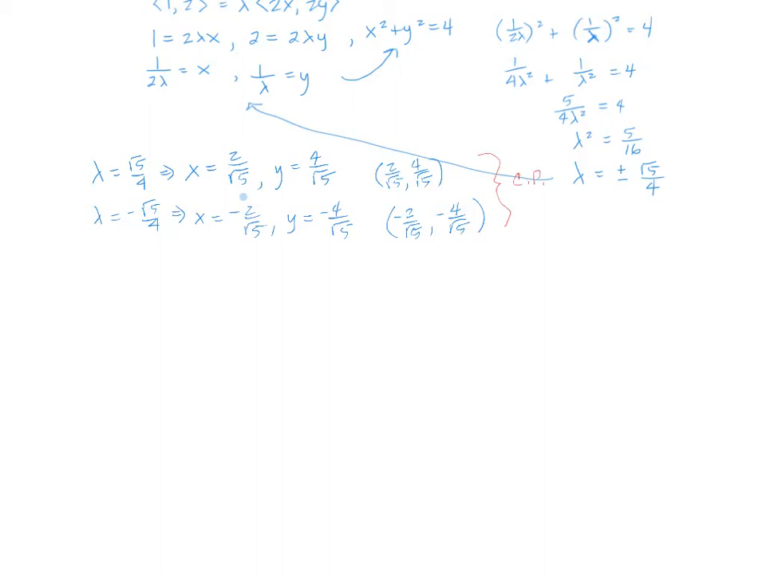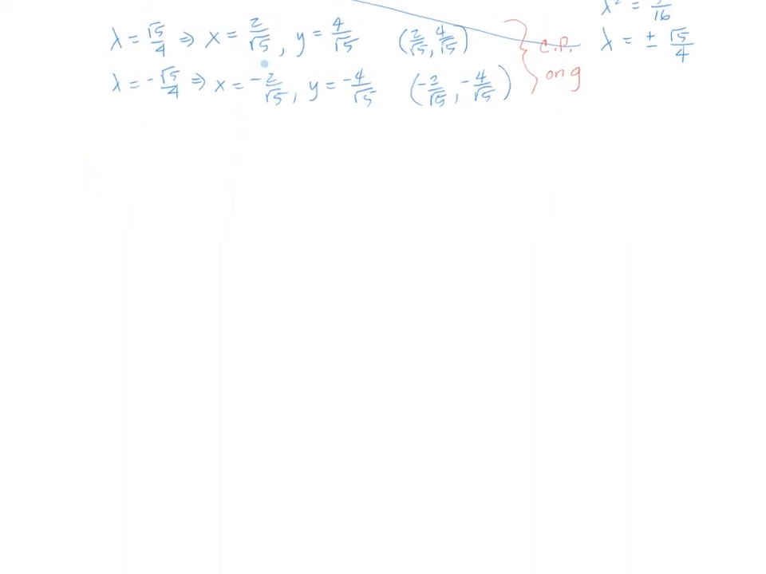Something to note is these critical points are on G. So you may want to plug these points back into your function G just to make sure you did your algebra correctly. If you do put these in for your x and your y value, you'll find that they work out, they're points on G. So we found our critical points, and we have to find possible min and max.